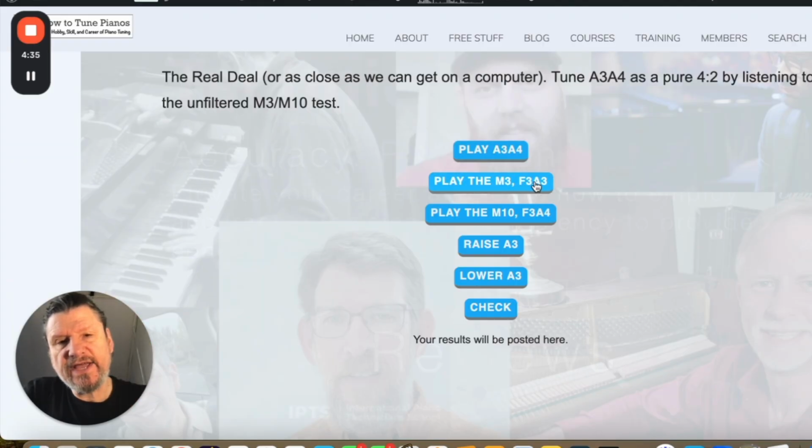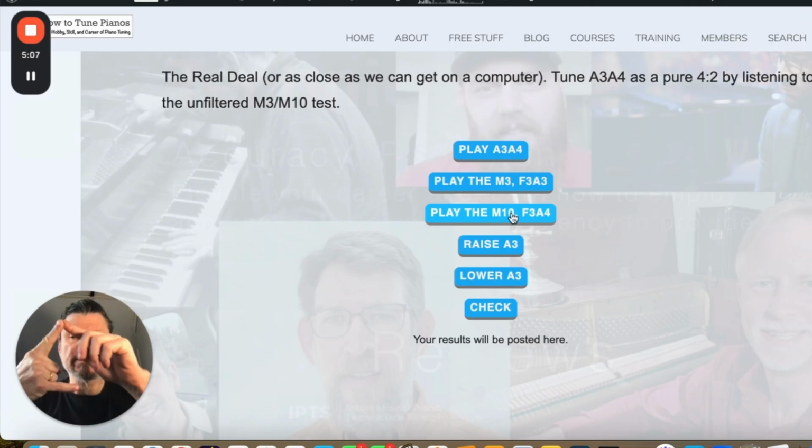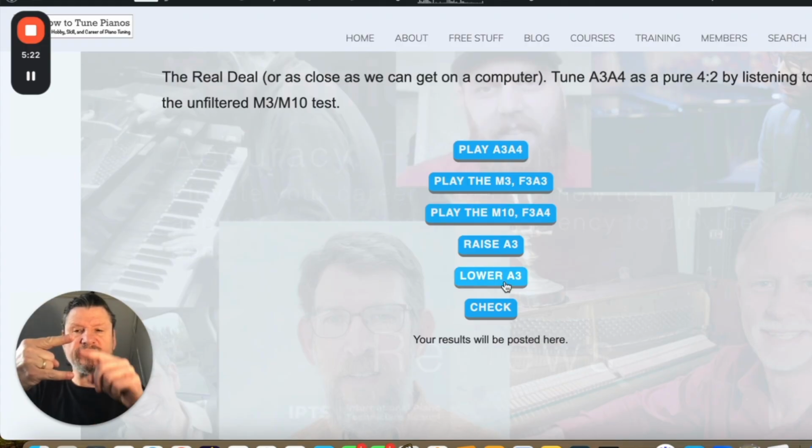Play the F3, A3, listen to its beat speed at A5. Play the F3, A4 and listen to its beat speed at A5. This is faster. This means that the A4 is higher, so this is a wide 4-2. The F3, A3 is slower than the F3, A4, so we want to raise the A3 so it will match the speed of F3, A4.